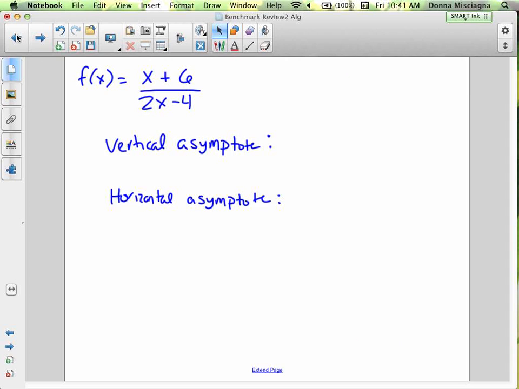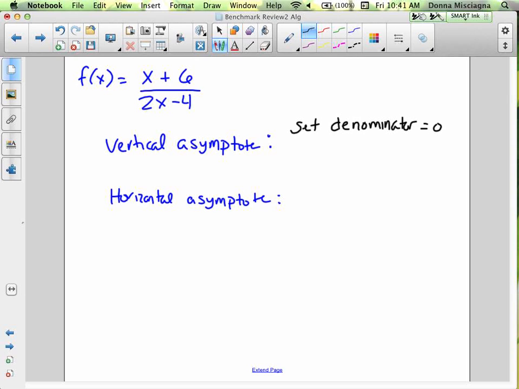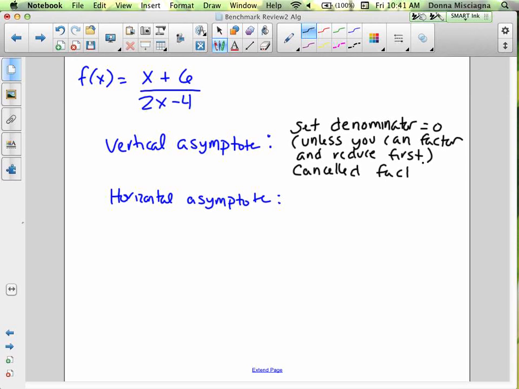All right, so the vertical asymptote, set the denominator equal to 0, unless you can factor and reduce first. Because remember, if we cancel something out, a canceled factor is a hole, not a vertical asymptote. This is a reminder. Canceled factors are holes, not vertical asymptotes.